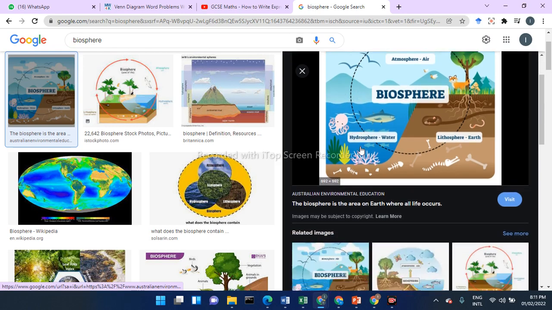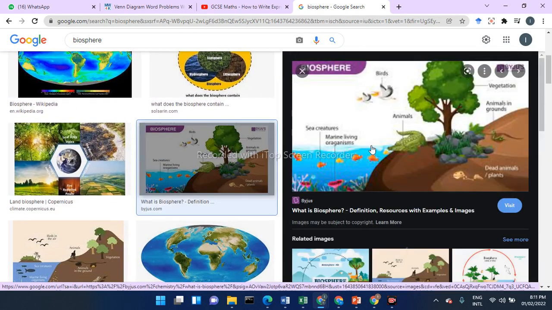Now, when we go outside of that, there's another one. The biosphere basically contains all the stuff that we commonly know and interact with: marine organisms, birds, animals, vegetation, ground, dead animals. This would be called the biosphere. All right.